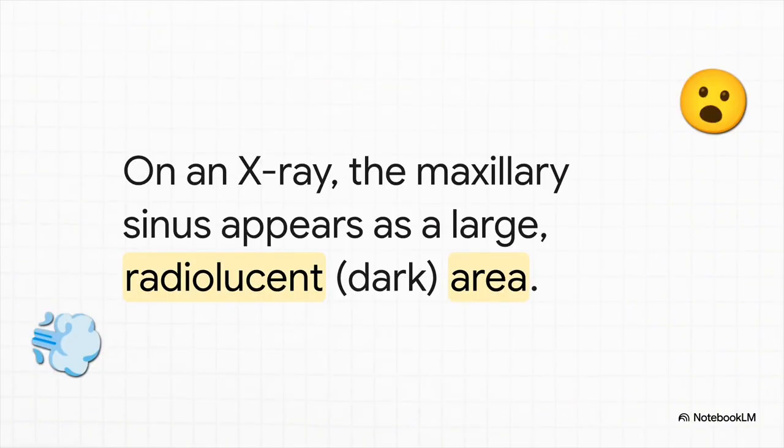They're a huge, totally normal feature on any x-ray of your upper teeth. And since they're filled with air, which isn't dense at all, they show up as these big, dark areas on the x-ray. It's the perfect example of a radiolucent structure. Sometimes people see this big, dark space and worry it's a problem. But nope, most of the time, it's just your sinuses saying hello.